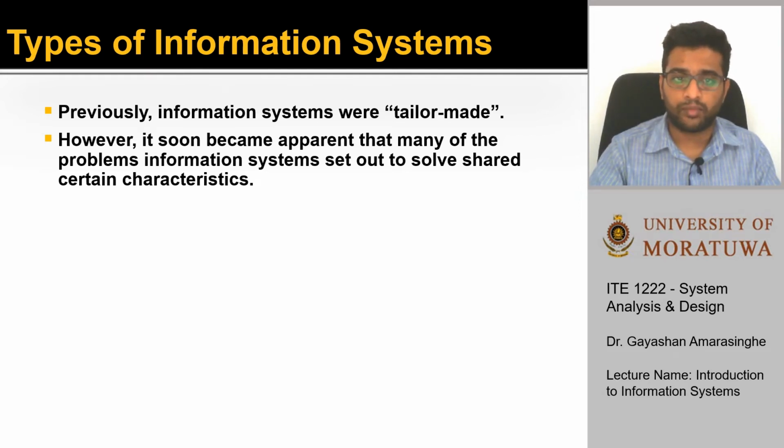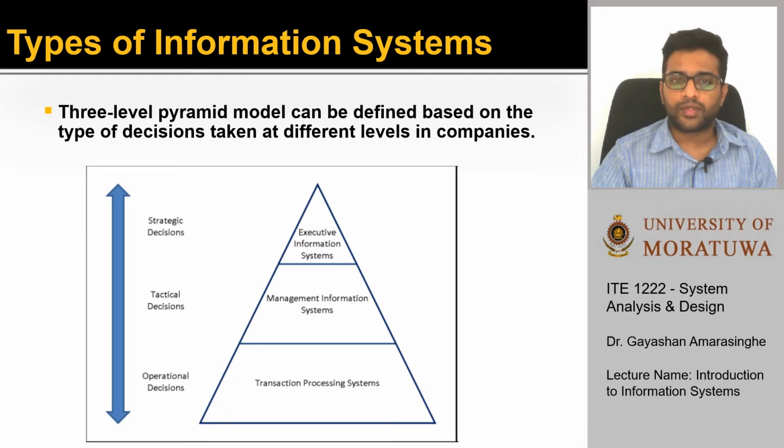However, it is important to remember that different kinds of systems found in organizations exist to deal with the particular problems and tasks that are found in organizations. So when it comes to categorizing information systems, this three-level pyramid model that is illustrated here helps us to categorize types of information systems into three categories based on the types of decisions taken at different levels of companies.